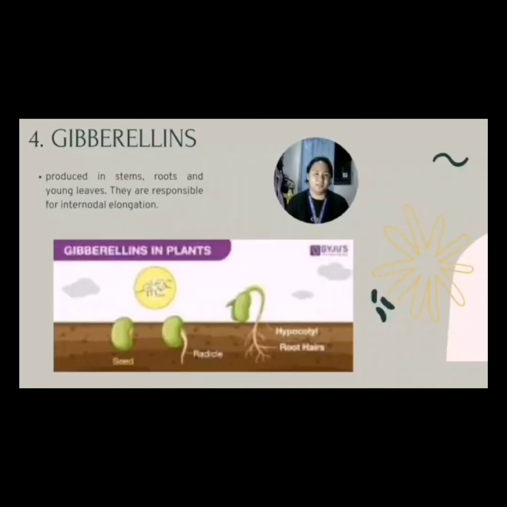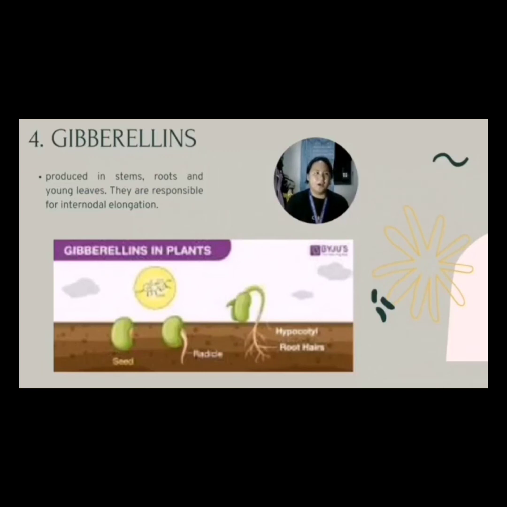The next hormone is the gibberellins. This is a plant hormone regulating key processes in plants, and many of them are of significant agricultural importance, such as seed germination, root and shoot elongation, flowering, and fruit patterning.